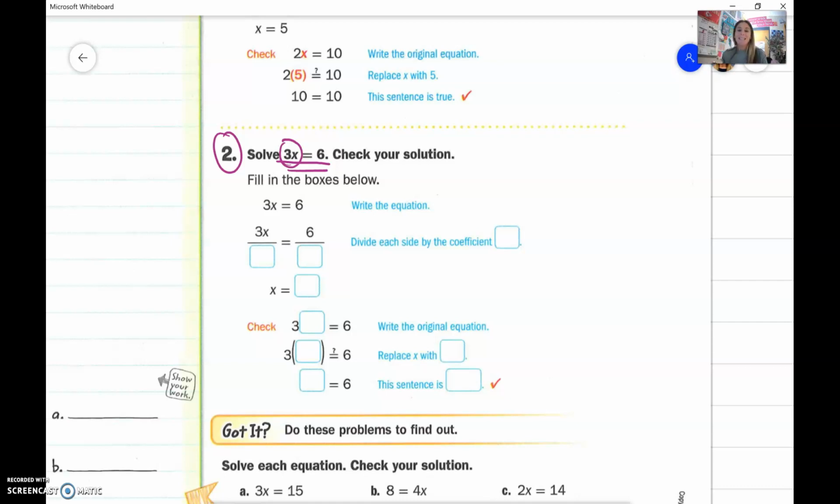So to get that variable by itself, remember we isolate that variable, which means if I'm multiplying by 3, the inverse operation would be dividing by 3. So I'm going to divide each side by 3. So notice how they divided by 3.